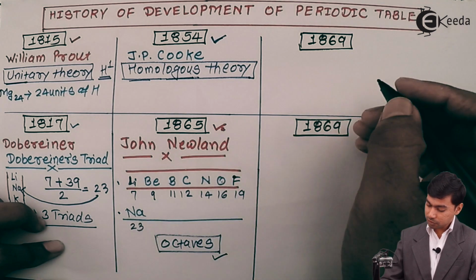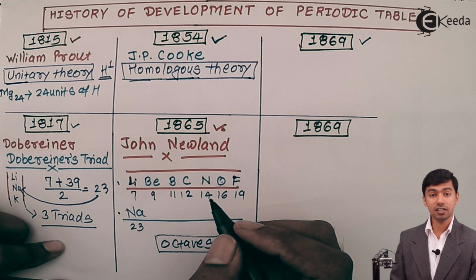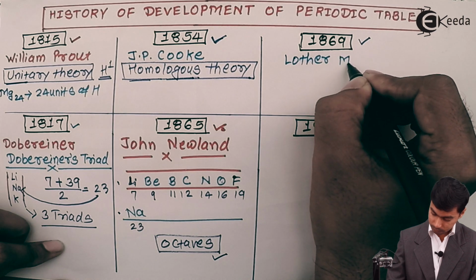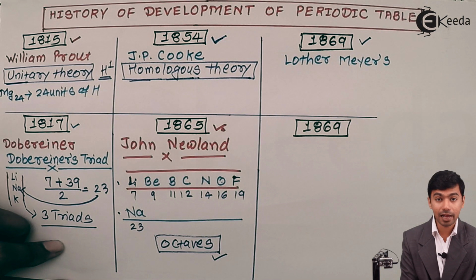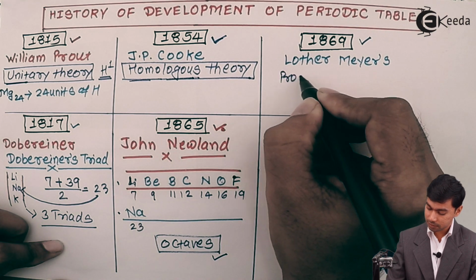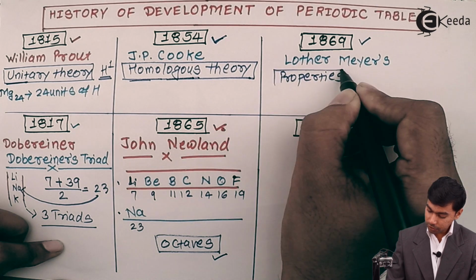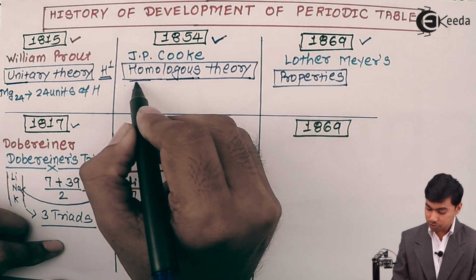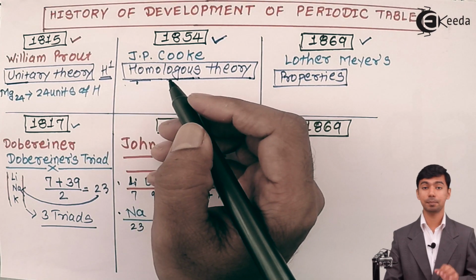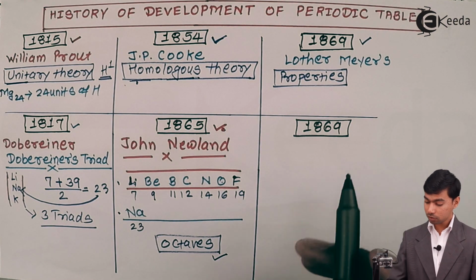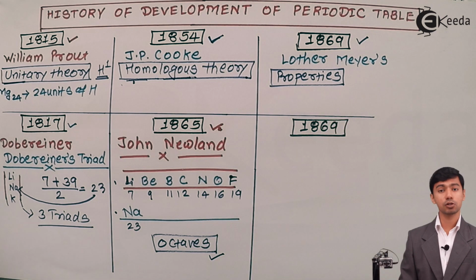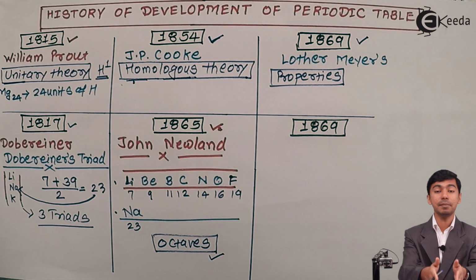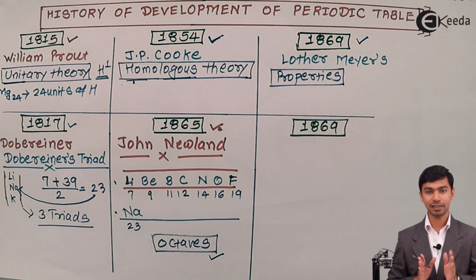The next attempt, after only 4 years, that is 1869, was made by a scientist called Lothar Meyer. Lothar Meyer again classified the elements using properties. He used chemical properties at that time. Properties were also used by J.P. Crook in his homologous theory, but that theory depended upon physical as well as chemical properties. Lothar Meyer used only chemical properties. That means he made groups of elements which have similar chemical properties, similar to each other.